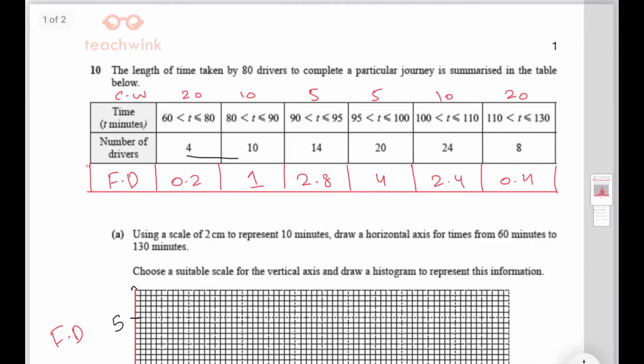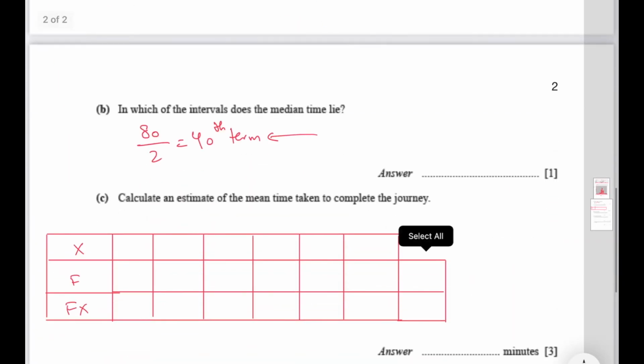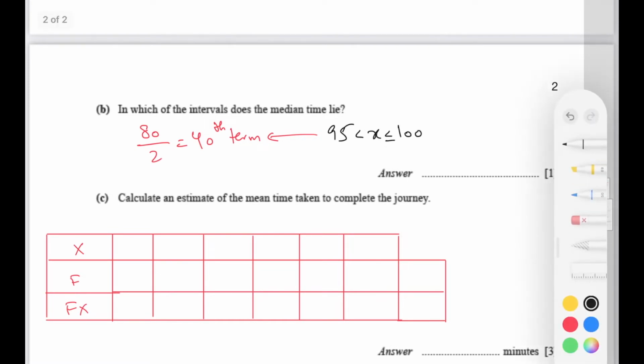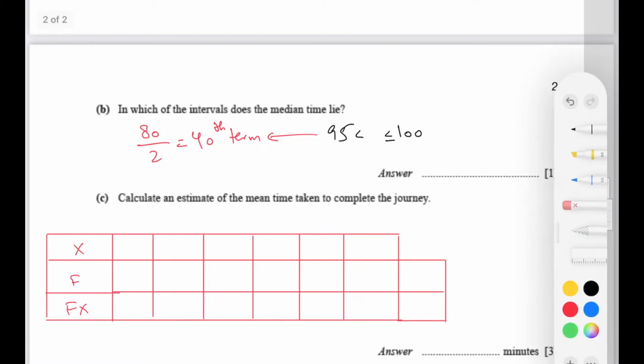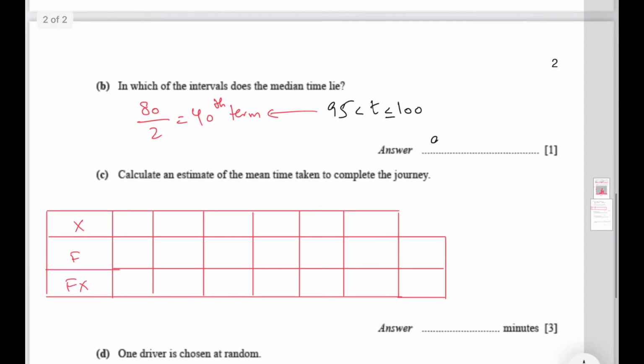So from 4 to 10, that's going to be 14. Then from 14 to 14, that's going to be 28. And then from 28, if you add another 20, this includes the 40th term. So that means this right here would be the median time. So the value over here is supposed to be 95 is less than t, which is less than 100. T is going to be the variable in the middle. So you write t over here and your answer: 95 less than t, which is less than 100.